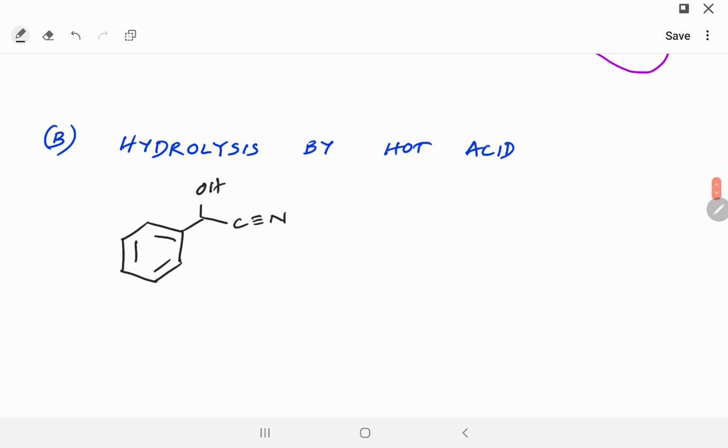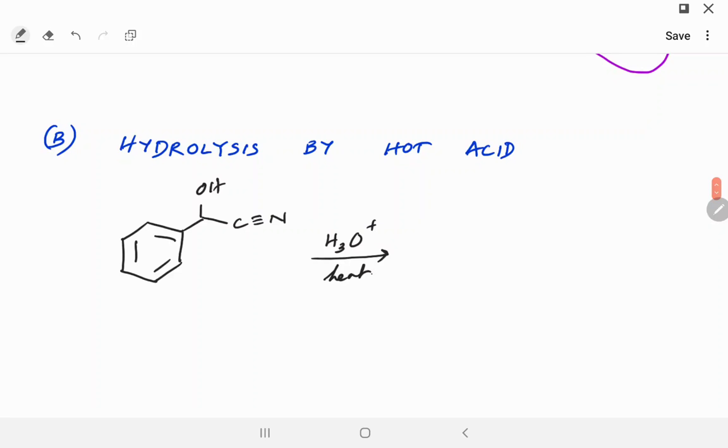So this is the cyanohydrin, and we will treat it with a hot acid. Okay, hot acid. So we are basically hydrolyzing it using a hot acid. Okay, always put some heat. It should be hot. All right.